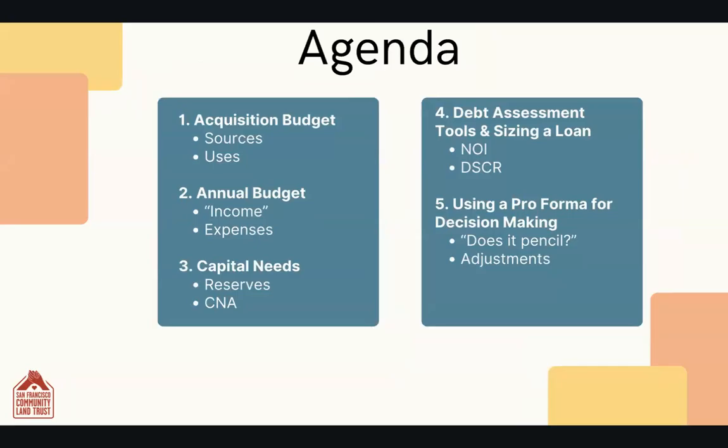So quick agenda. I'm going to touch on 5 major elements of the pro forma. So first we'll talk about the acquisition budget. So what are the sources and the uses? What are our costs for purchasing this building? And what are our funding sources for that purchase? We'll talk then about the annual budget. So every year, what are the expenses we expect for this building? What is our income, which is just essentially rents being paid to us by the tenants?